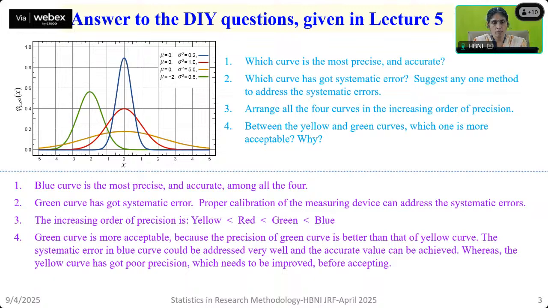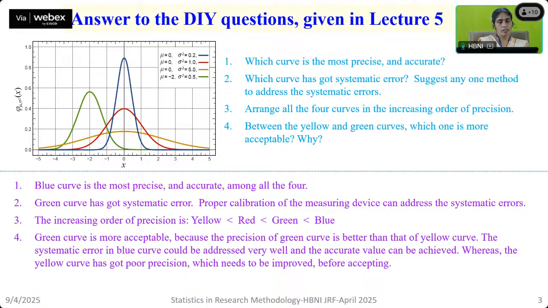For understanding systematic error, one has to see whether there is a shift in the position of the curve with respect to the mu equal to 0 value. So that is the green curve. And in order to address a systematic error, one can do the calibration of the measuring equipment and proceed further.